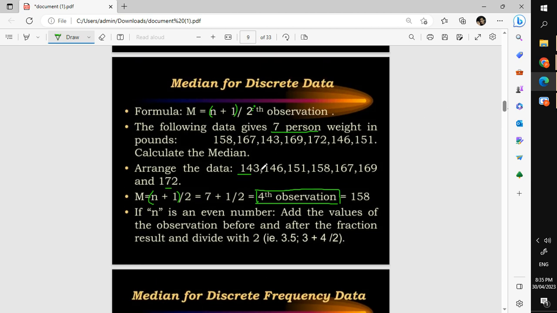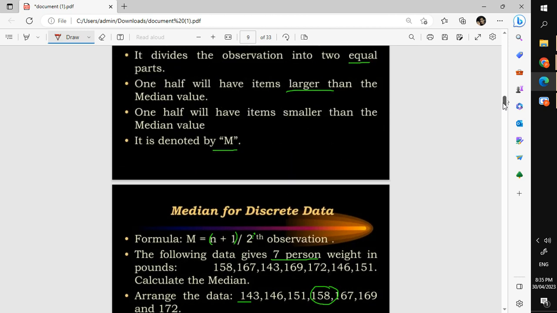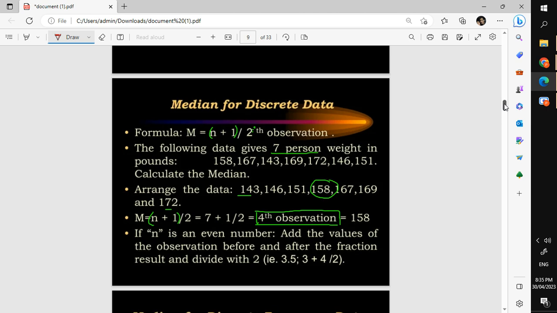So bilang kita from the first data, a datum. So 1, 2, 3, 4. The fourth observation is 158. Therefore, 158 is our median. And from here, you can see that we can prove as well na tinuod ang giingon na one half will have the items larger than the median value. So kaning diri sa right side, these values are larger compared to the median value. And on the other side, these values are smaller compared to the middle value or the median.